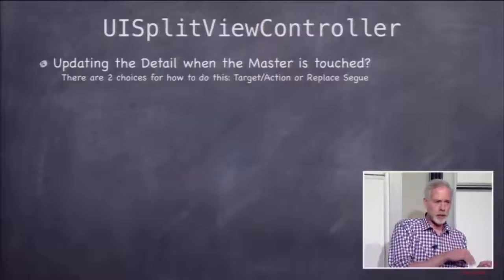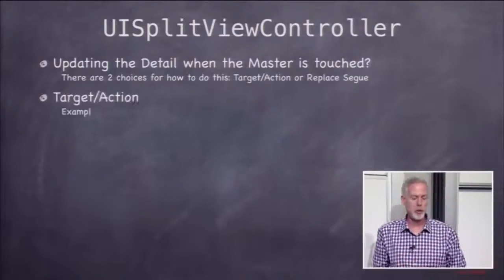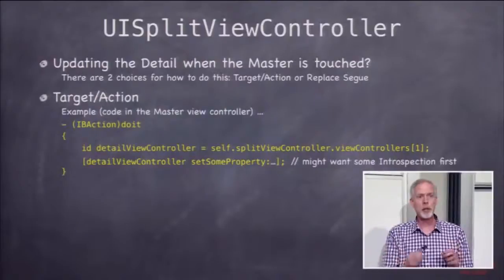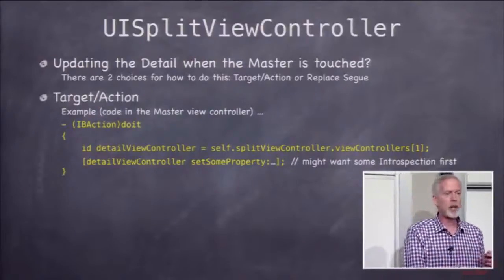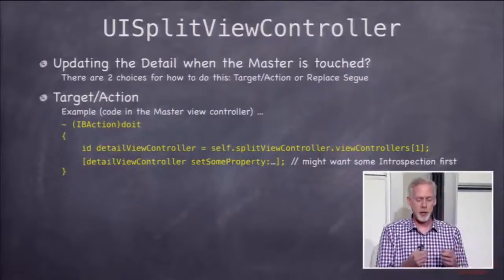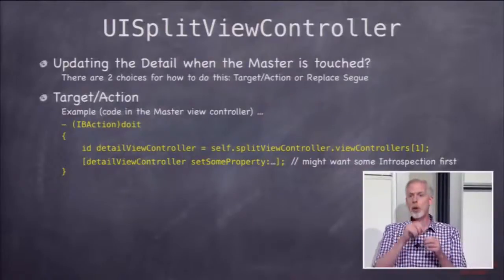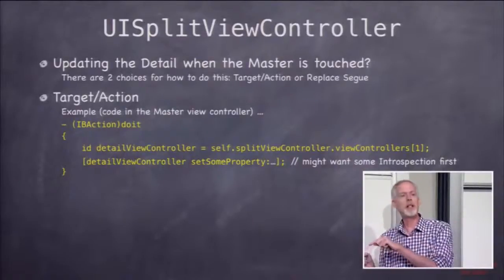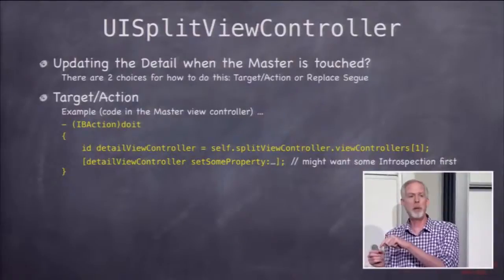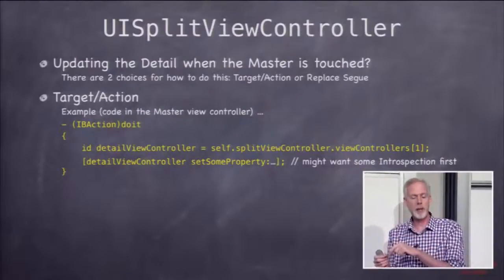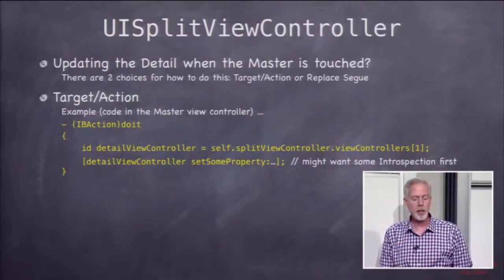Update the detail when someone clicks in the master, basically. And there's two choices. One is target action. So just have your master have a target action method to itself, and when it gets that target action, it's going to go find its detail and update the detail. Basically do the same thing it would do in prepare for segue. Just set whatever's necessary on that detail. That's what we're going to do in our demo.